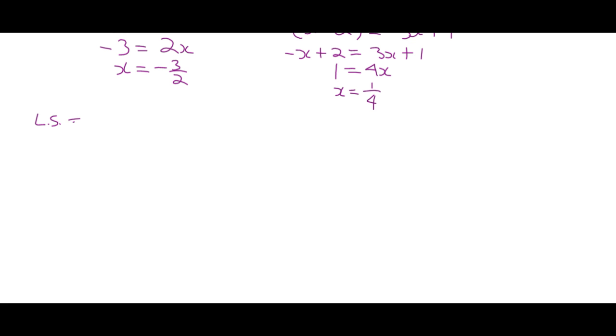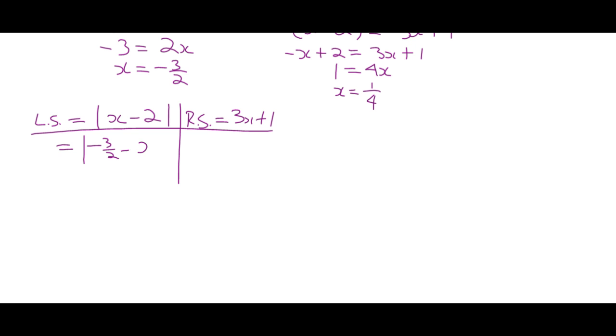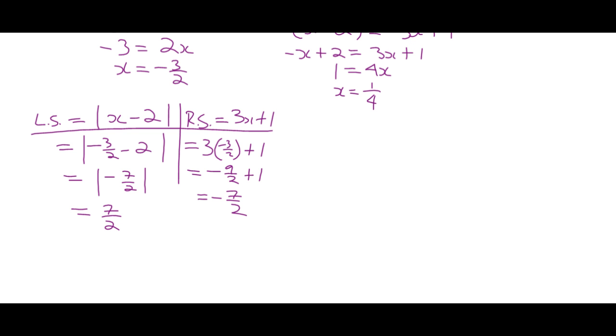Left side is equal to the absolute value of x minus 2. Right side is equal to 3x plus 1. It's the absolute value of negative 3 halves minus 2, which is negative 7 halves. And the absolute value of that is 7 halves. And the right side is 3 times negative 3 halves plus 1, which is negative 9 halves plus 1, which is negative 7 halves. So they're the same, but this one's negative, and the absolute value is always positive, so that doesn't check.